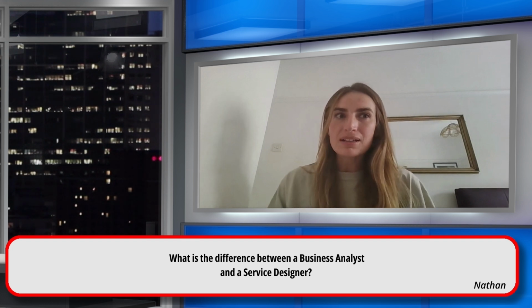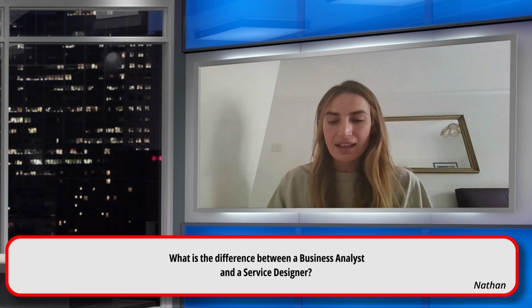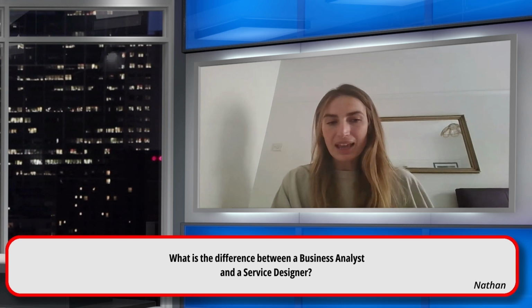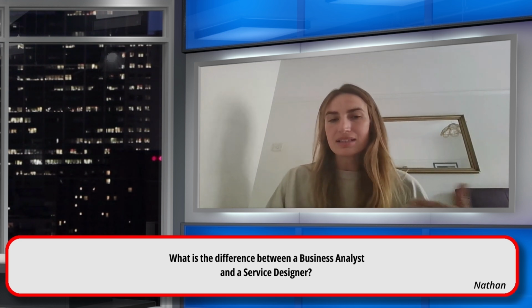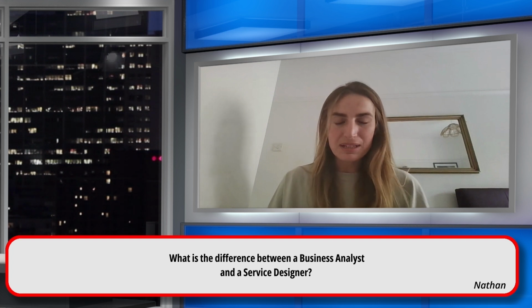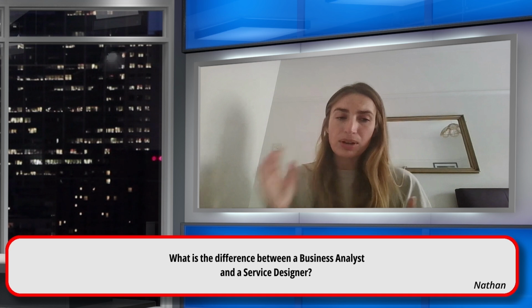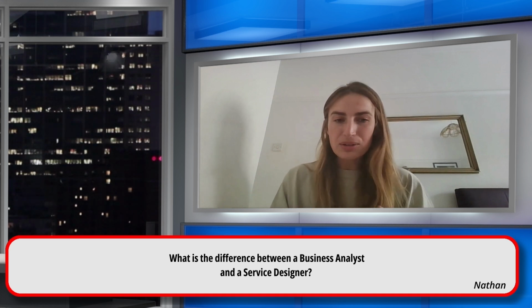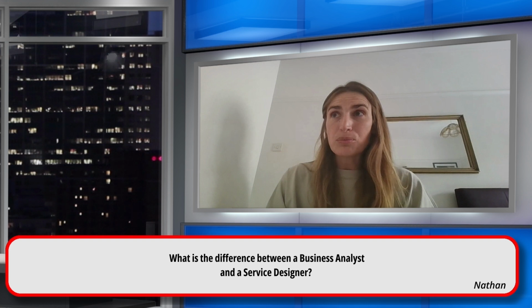I think probably the biggest practical difference is that the service designer focuses more on the customer experience and the outcomes that a customer can get from a service, whereas a BA focuses more on internal efficiency, optimizing business processes, and delivering solutions that support customers and internal staff. So I think those are probably the two key differences.